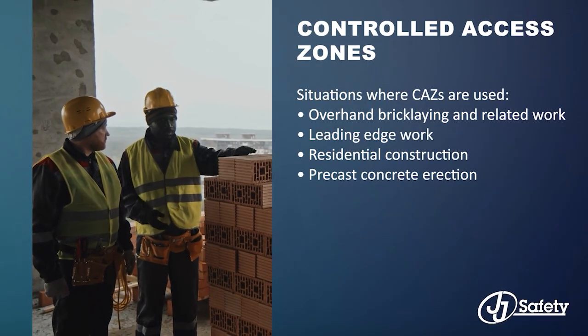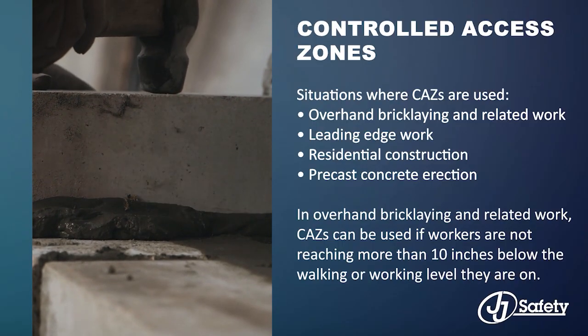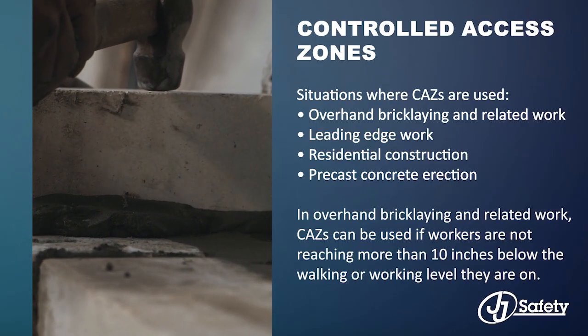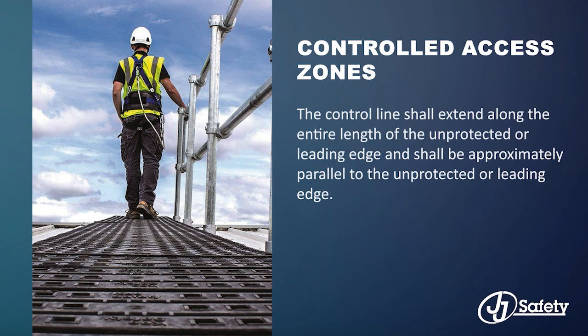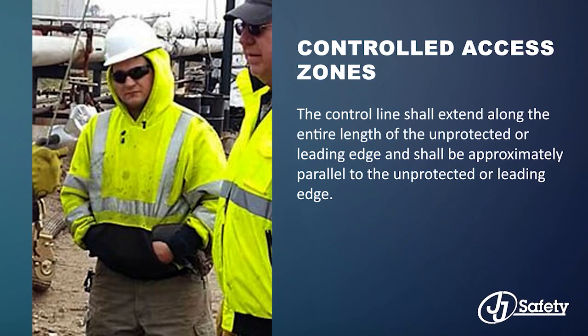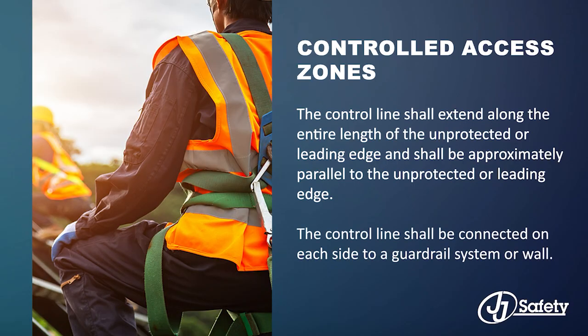concrete erection. In overhand bricklaying and related work, controlled access zones can be used if workers are not reaching more than 10 inches below the walking or working level they are on. The control line shall extend along the entire length of the unprotected or leading edge and shall be approximately parallel to the unprotected or leading edge. The control line shall be connected on each side to a guardrail system or wall.